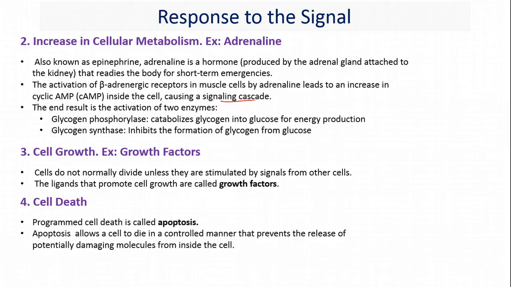The first enzyme is called glycogen phosphorylase. This is going to catabolize glycogen into glucose. So remember, in the muscle cells, we have these long strands of glycogen, which are just repeated glucose molecules. This glycogen phosphorylase is going to break those up, so we have individual glucose molecules. And of course, we can then take those glucose molecules into glycolysis and get energy out of them.